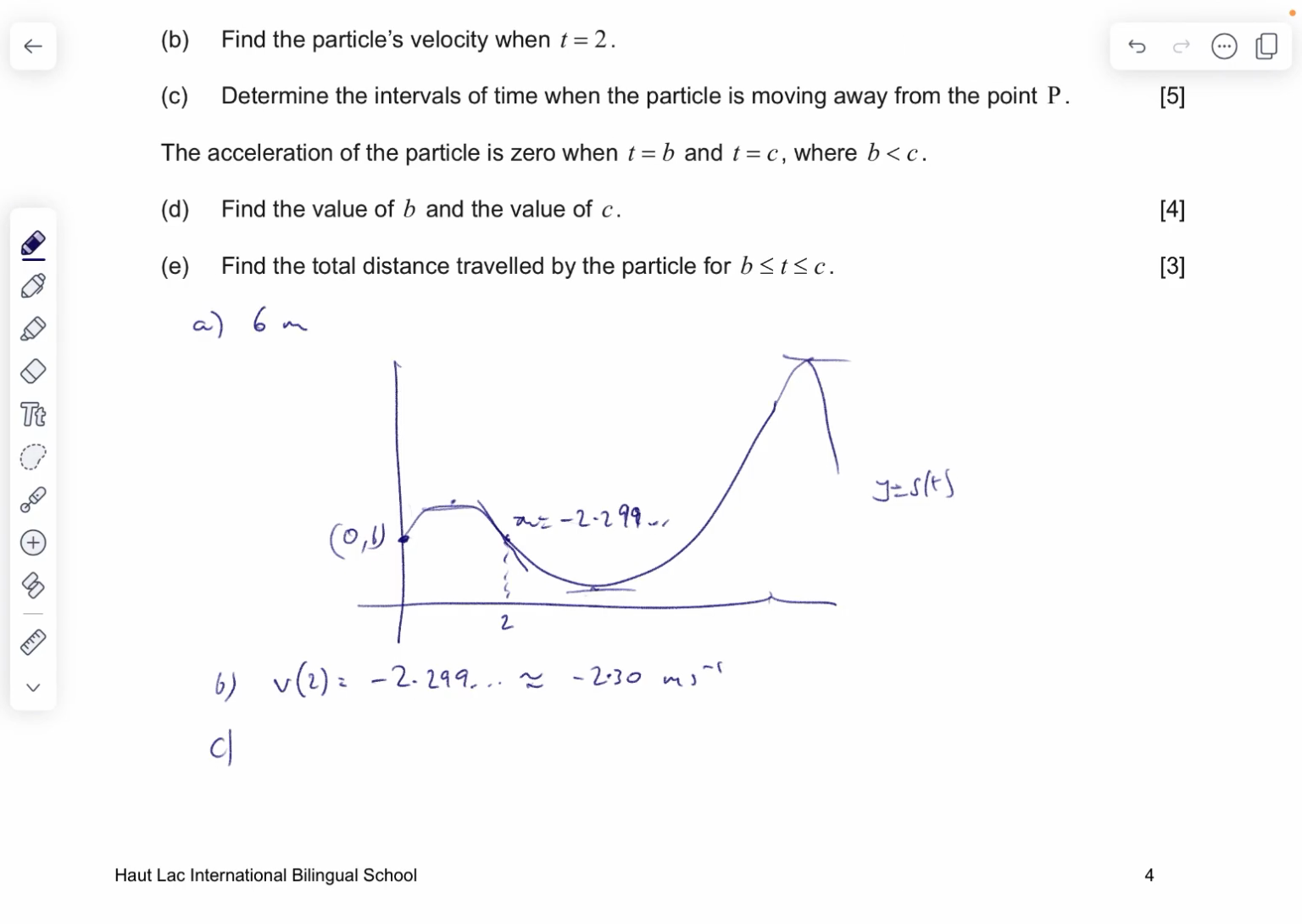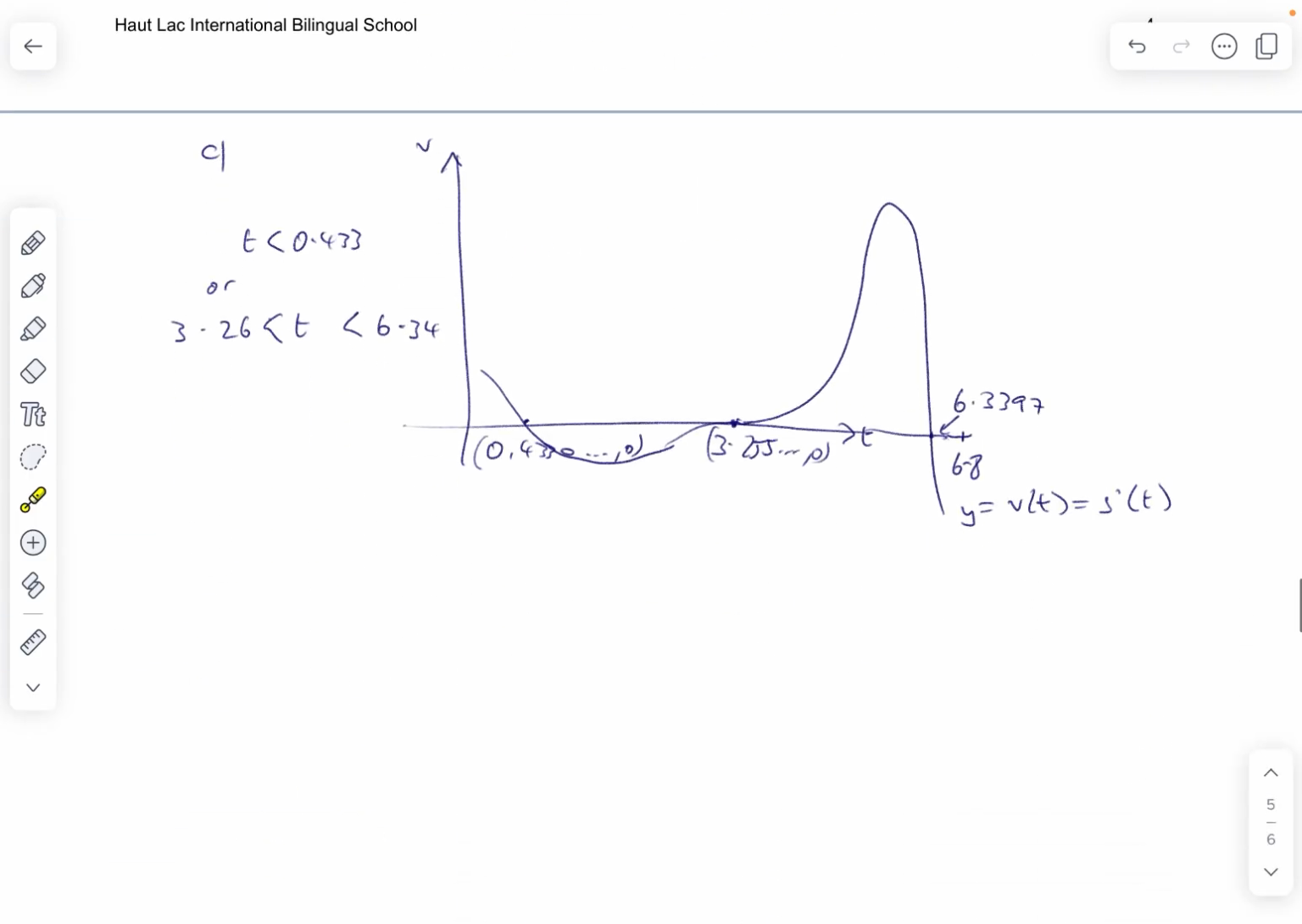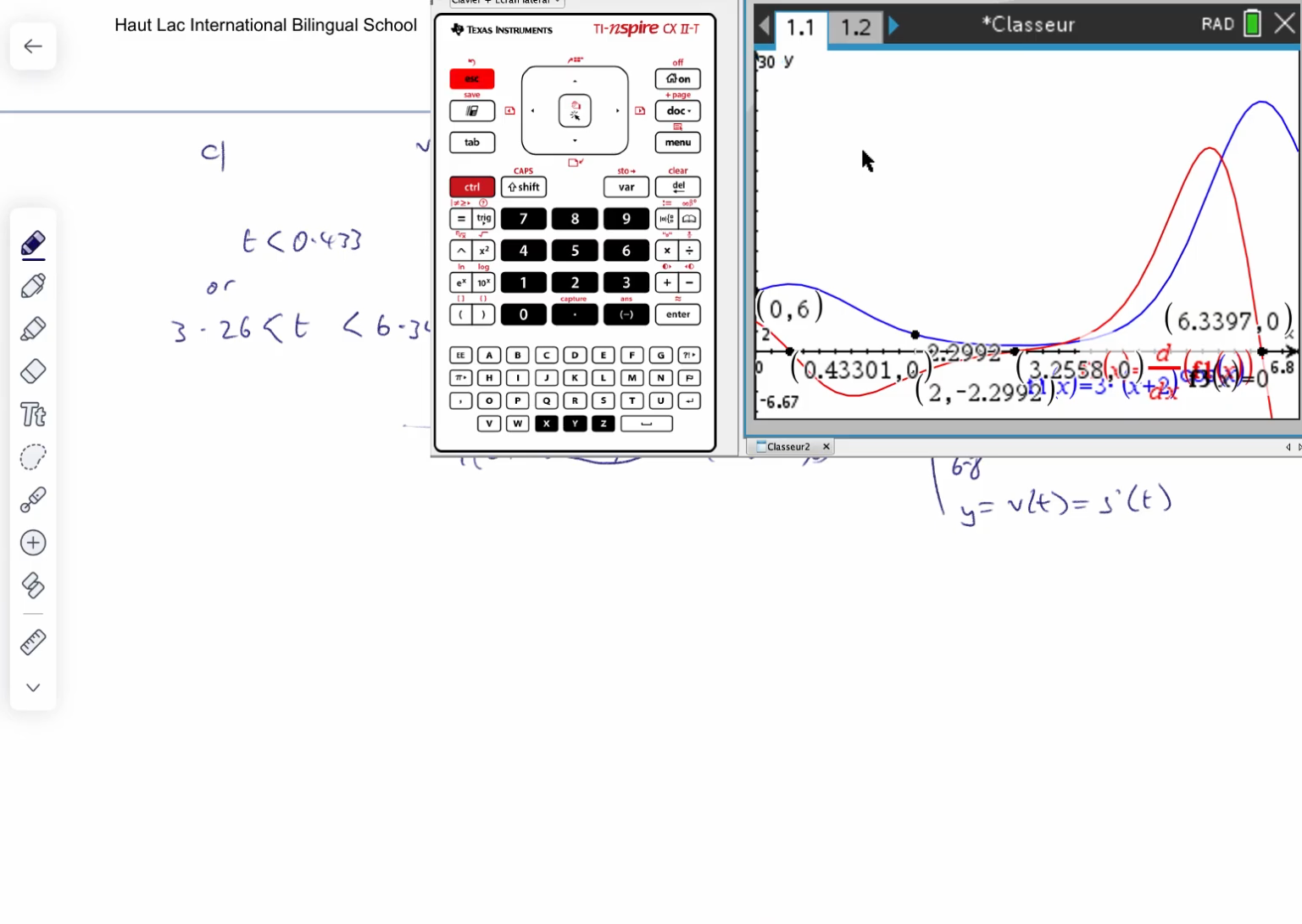The acceleration of the particle is 0 at these points. Find the values of B and C. Let's draw a graph of acceleration. I can escape from adding in points. Find the value of B and the value of C, which is when the acceleration is 0. So let's do an acceleration graph.